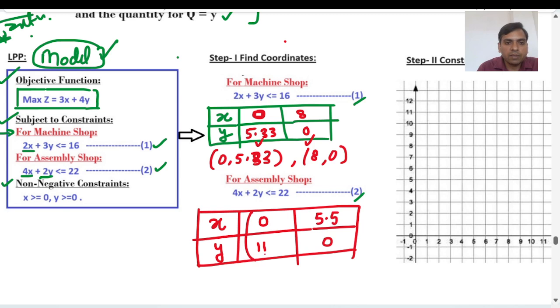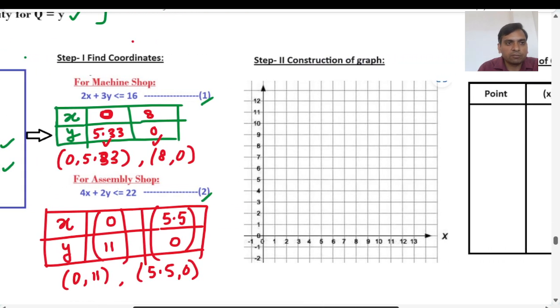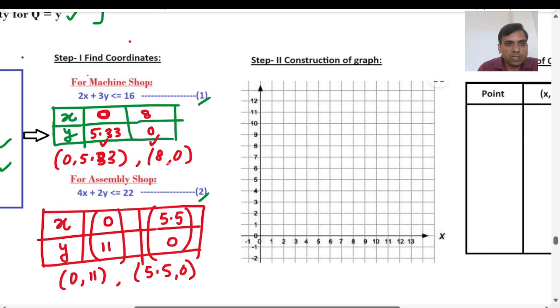So this is the first pair and this is the second pair. The first pair is 0, 11: if we put x equals 0, then we get y equals 11. And for the second pair, if we put y equals 0, then we get x equals 5.5. Now we will draw this on the graph. First we are drawing this equation and showing it by red color, and we are showing this equation by green color on the graph.